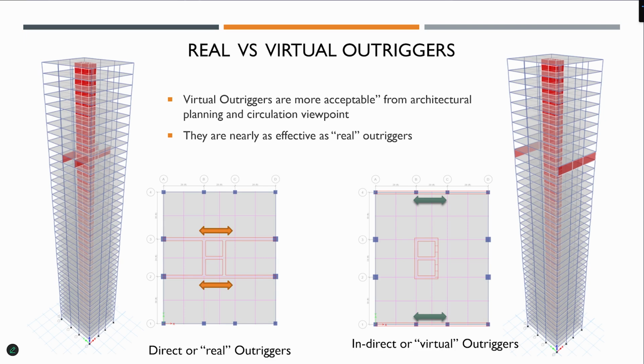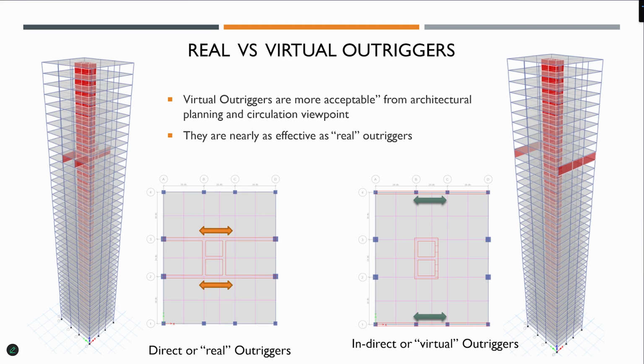So why do they work? Who will explain that to me? Why do the virtual outriggers still work? Structural mechanics. Yeah, in concept you're right, but why is it working? I know what you're saying is correct, it's stiff and all of that, but how come we move them away from the wall and they still work?